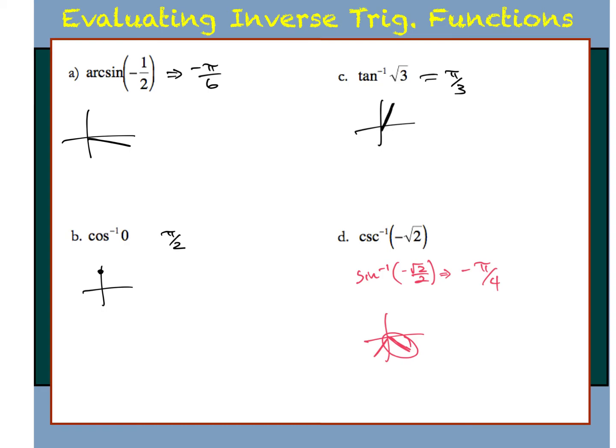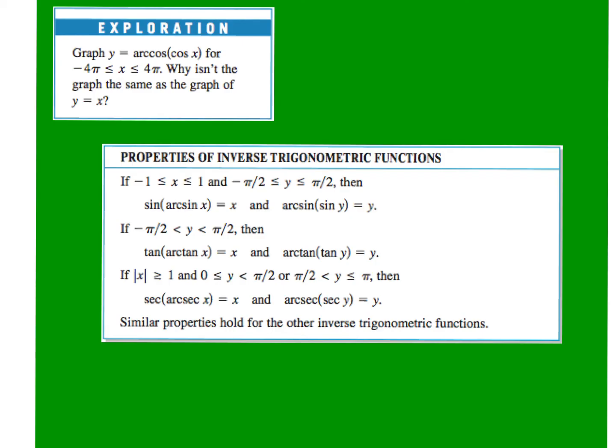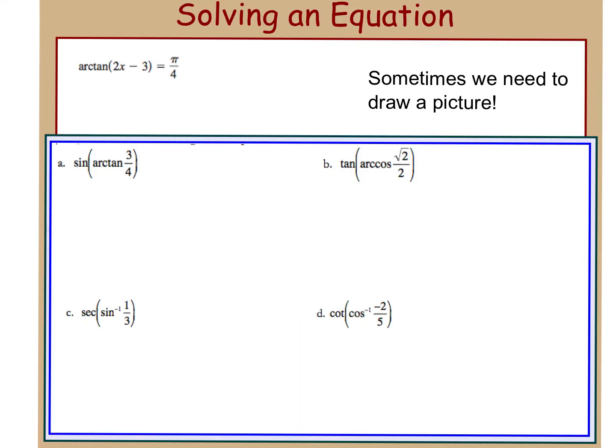All right, a little bit more of the pre-calc again. Remember inverse functions? So if I arc sine something and I sine it, those are inverses of each other. Kind of like squaring and square rooting, or multiply and divide. But we always have to be aware of those ranges that can occur. So let's look at this first one. The first one we have is arc tangent of the quantity 2x minus 3 is equal to pi over 4.